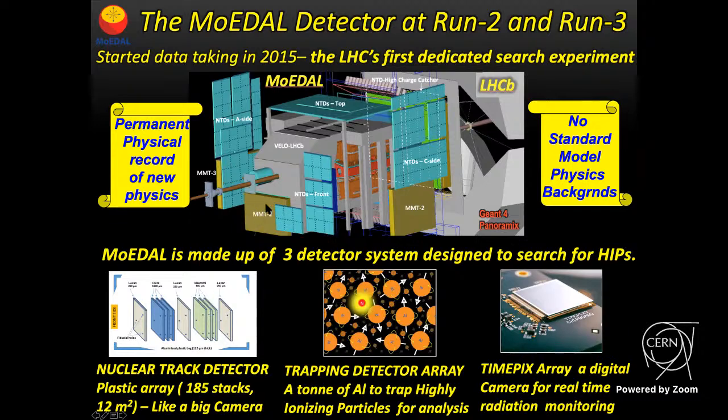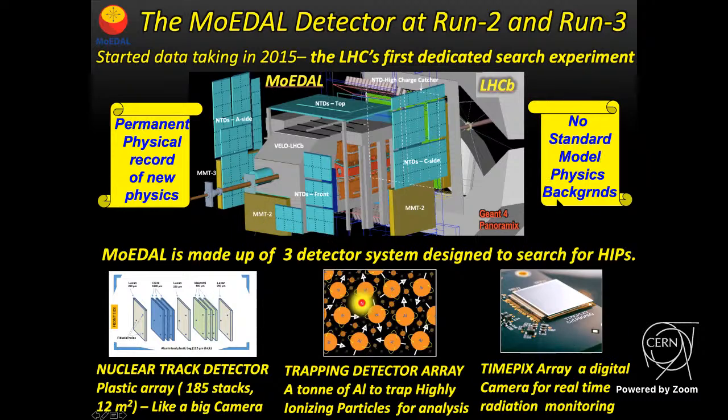And then we have the magnetic monopole trapper detectors, which are large volumes of aluminium that can trap highly ionizing particles for later analysis. And then we have dispersed around this array, that we don't really see marked on this picture, some Timepix chips to monitor the radiation backgrounds in the MoEDAL VELO LHCb cavern. Now, the interesting thing is with these devices, we have a permanent physical record of new physics. We either have a track in the nuclear track detectors, or we have a trapped particle in the trapping detectors.